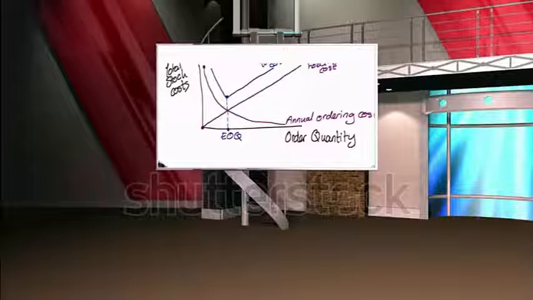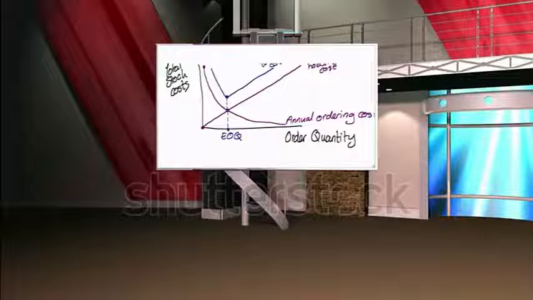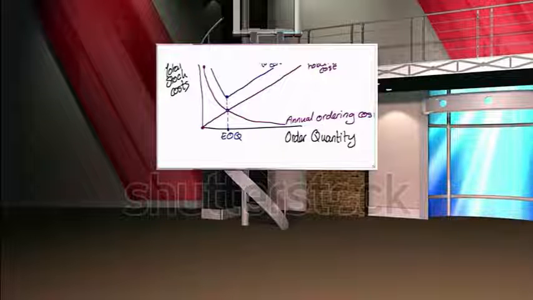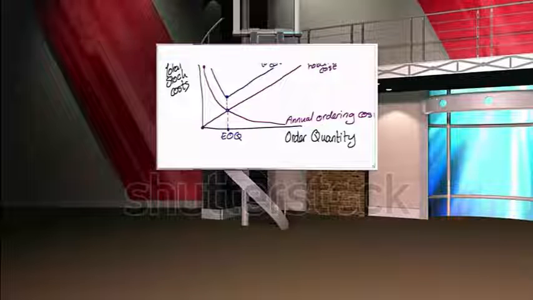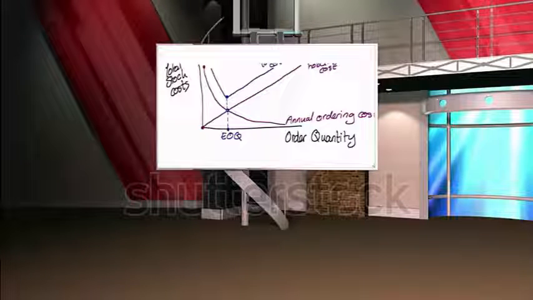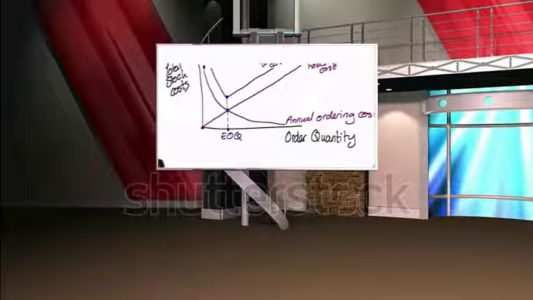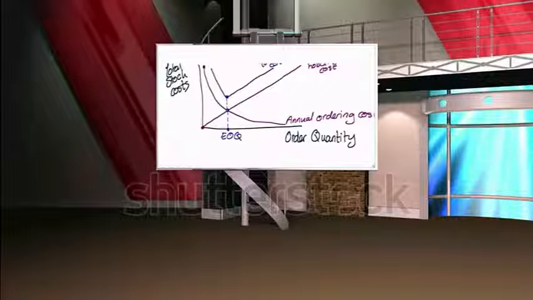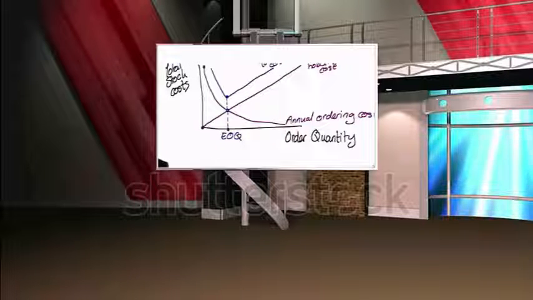Note that the economic order quantity will always occur at the point where our annual holding costs are exactly equal to our annual ordering costs. Finally then, we'll finish up this section by looking at an exercise where we calculate the economic order quantity.